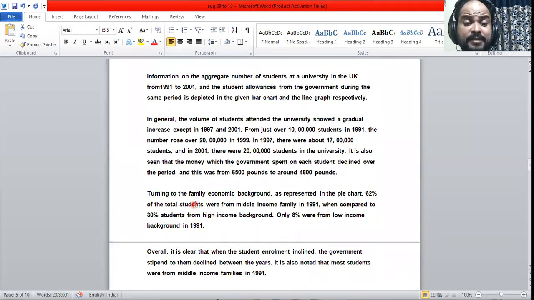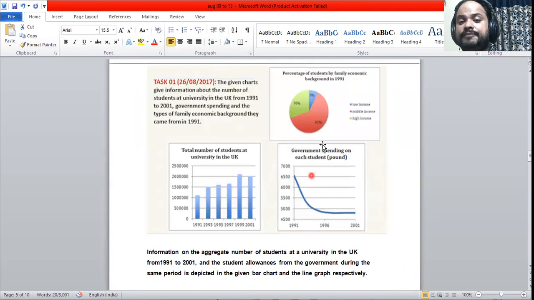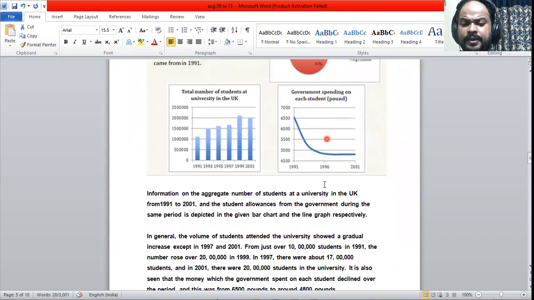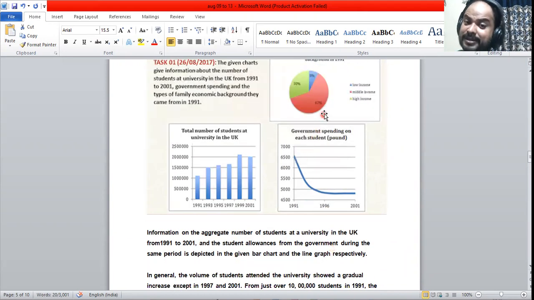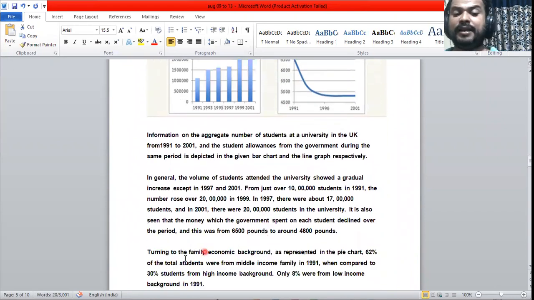Now turning to the family economic background. As represented in the pie chart, it is represented in the pie chart. So the introduction is already given like that. It's not said that this is represented in the bar chart. Where is it given? It's in the first paragraph. Here it is: this is represented in the bar chart, and this is represented in the line chart. So what is represented in the pie chart? It's given there in the second paragraph: turning to the economic background as represented in the pie chart. So the introduction is already given there.